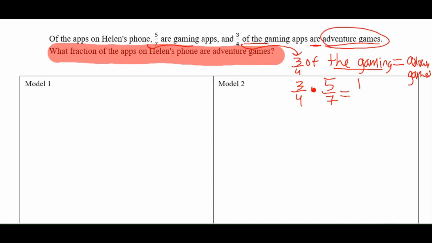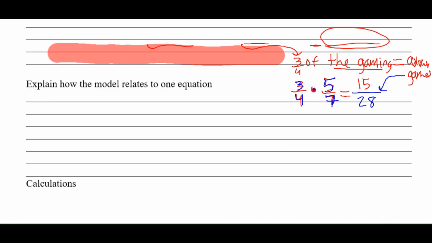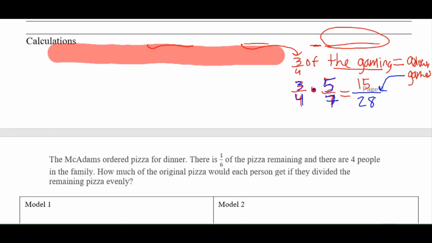So that's going to be 3/4 times 5/7. How do you multiply fractions? You multiply across: the numerator times the numerator, 3 times 5, which is 15. And then you multiply the denominator times the denominator, 4 times 7, which is 28. So the Avenger games is going to be represented as 15/28. So that is where you need to put your calculations. This is what you will put at the bottom down here.